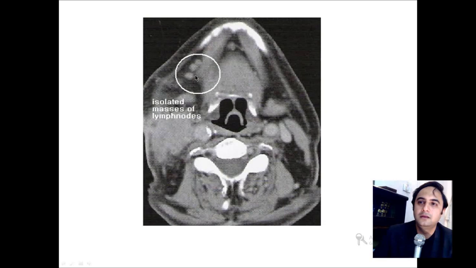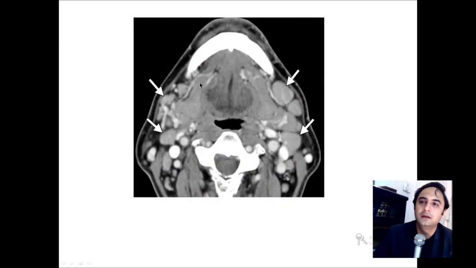Here again you can see these isolated masses of lymph nodes, not present on the other side, present at level 1B. These are the digastrics, lateral to it, anterior to the submandibular gland. Here again, bilateral lymphadenopathy, enlarged lymph nodes.